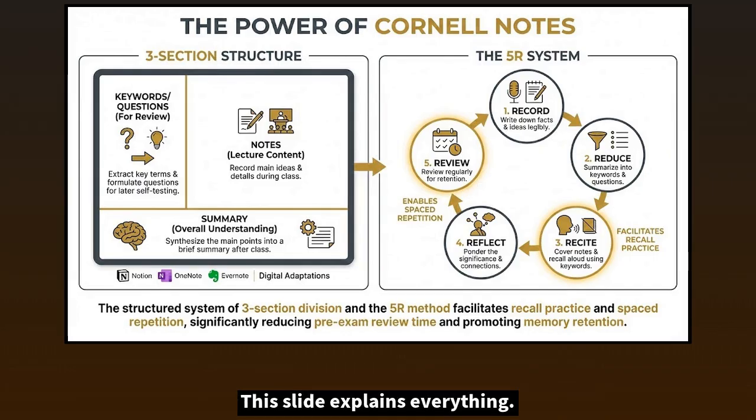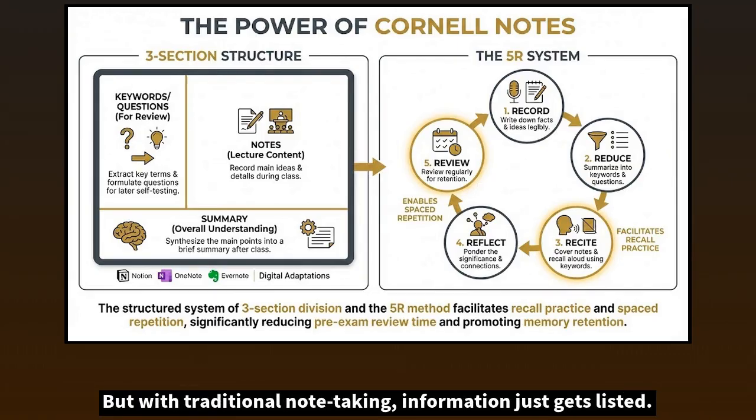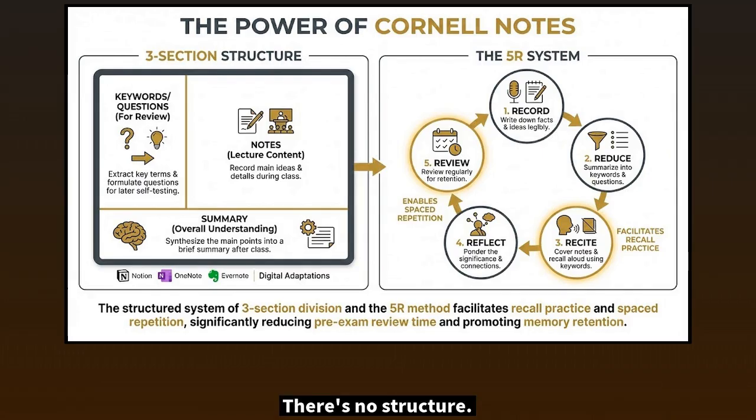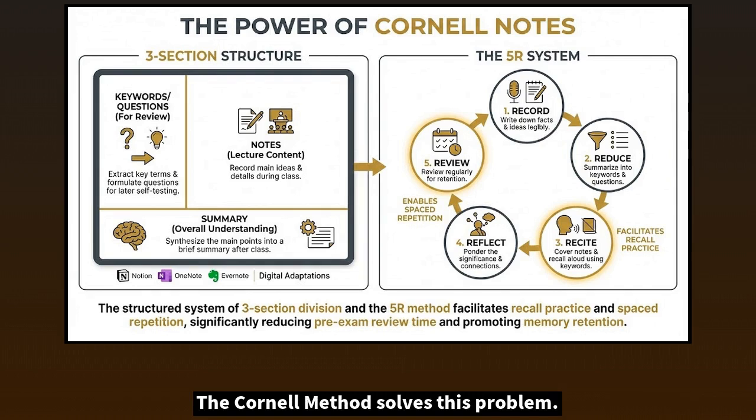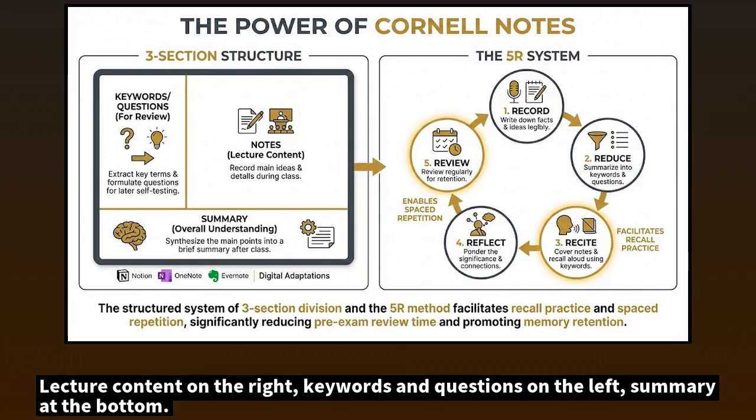This slide explains everything. While you're listening to a lecture, your brain processes information. But with traditional note-taking, information just gets listed. There's no structure. There's no review method. The Cornell method solves this problem. It divides the page into 3 sections, structuring your information. Lecture content on the right, keywords and questions on the left, summary at the bottom.